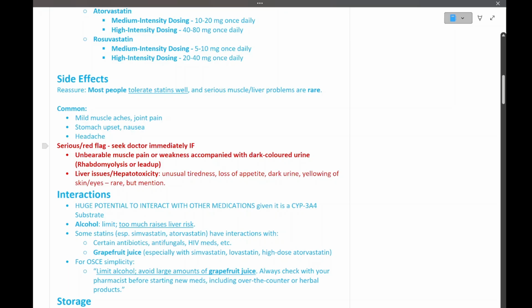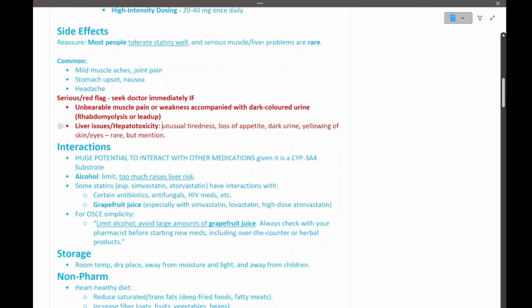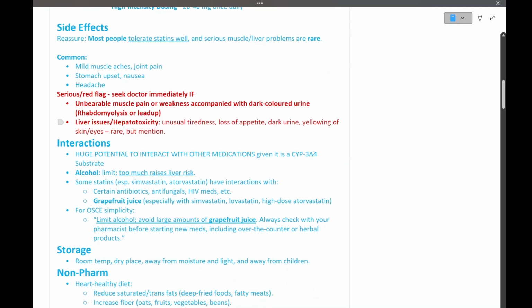Now, the main red flags of this medication, which warrant a doctor consult or immediate emergency medical help, include unbearable muscle pain or weakness accompanied with dark urine, which may be a sign of rhabdomyolysis or a lead up to rhabdomyolysis. The other side effect includes liver issues or hepatotoxicity, where the symptoms may manifest as unusual tiredness, loss of appetite, dark urine, or yellowing of the skin or eyes. These side effects are rare but important to mention.